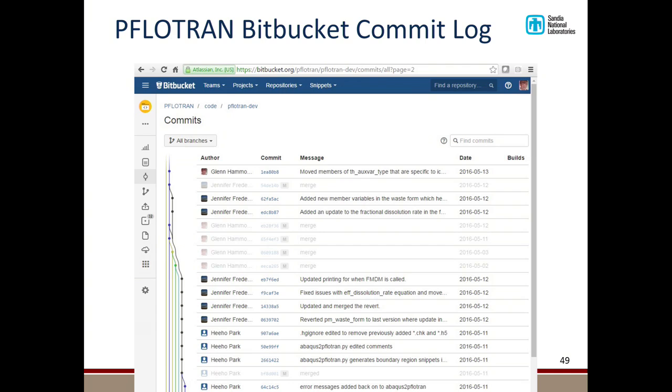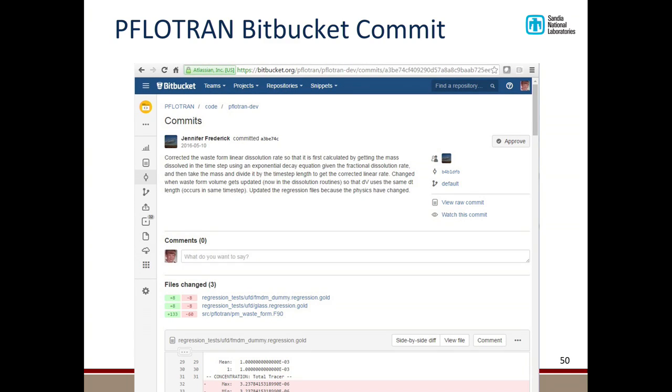Here's the commit log. You see the merges from various users. This is back in May. Jen and myself and others. A little bit of a message there. This is a nice commit.